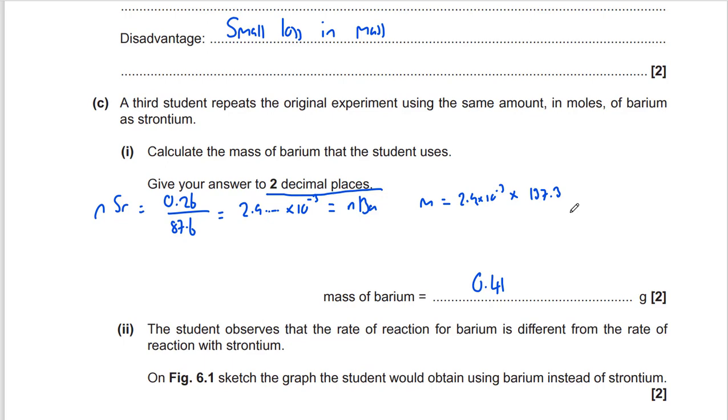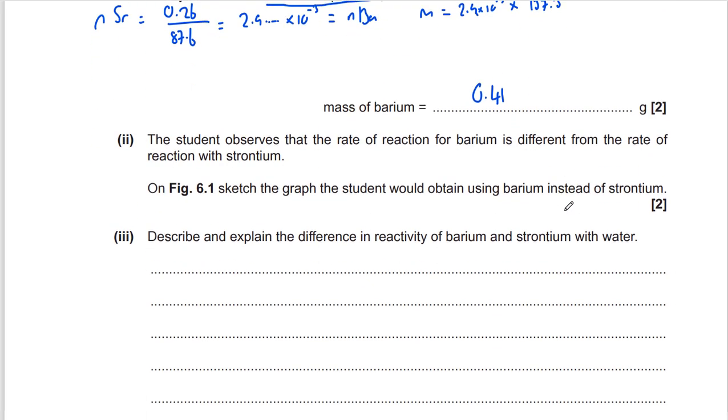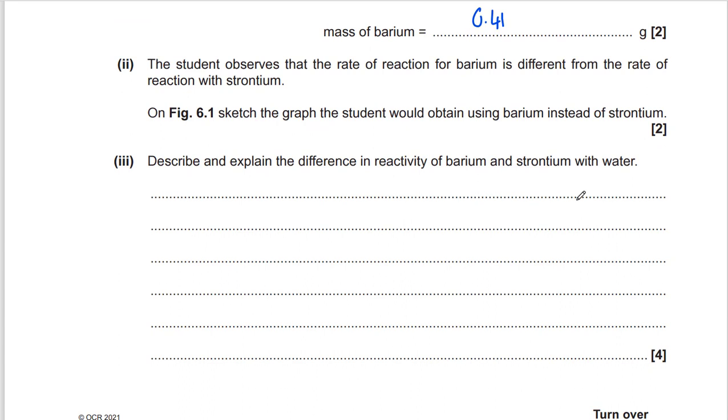And you get the mass of barium. Nice and straightforward. So, a student observes the rate of reaction with barium is different to the rate of reaction with strontium. Describe and explain the difference. So 6 marks here for this, and a huge way to get marks here.